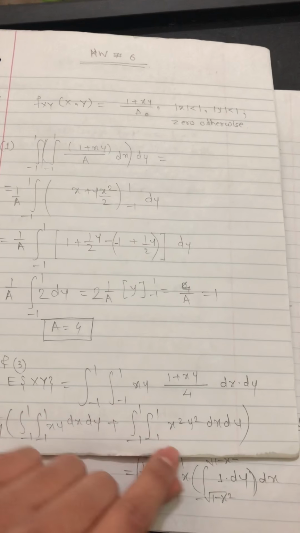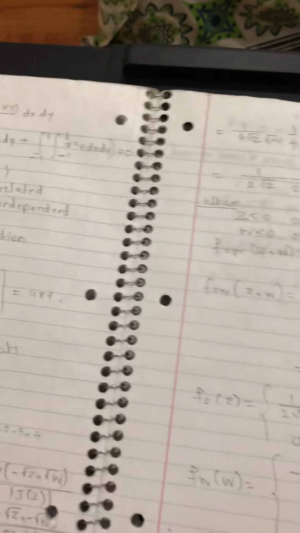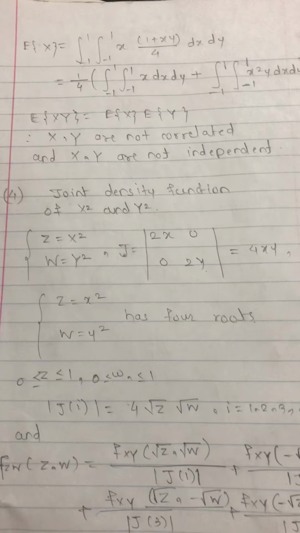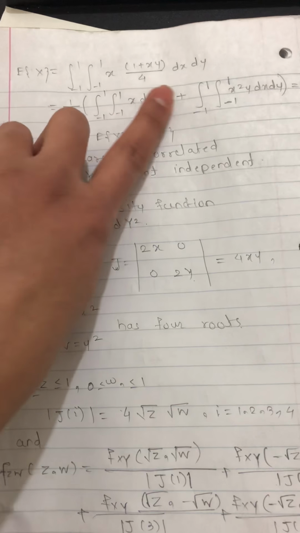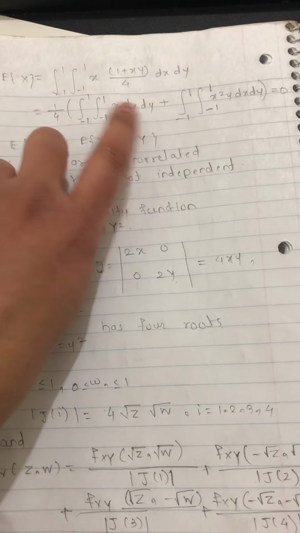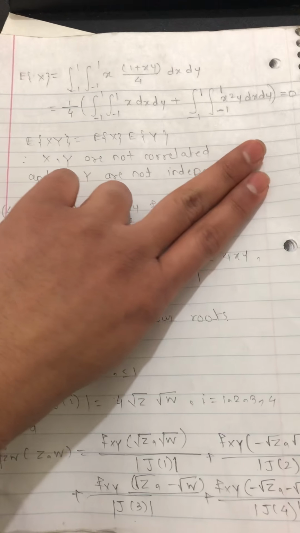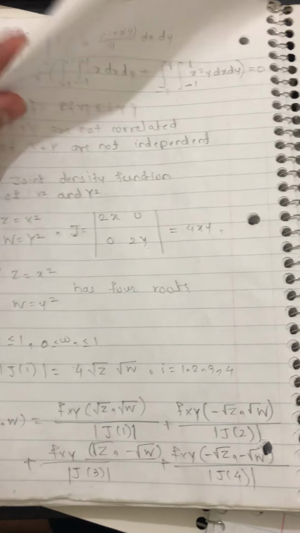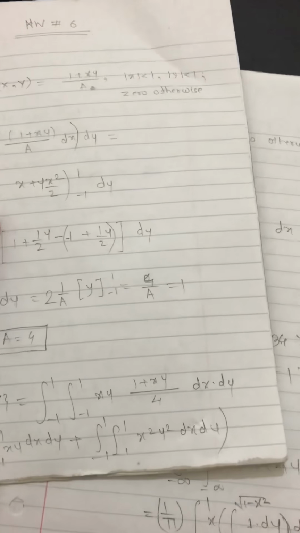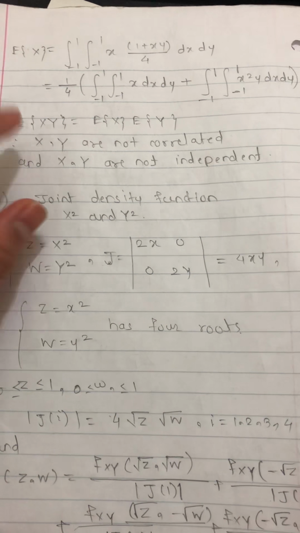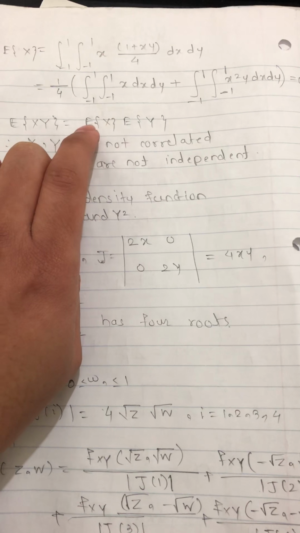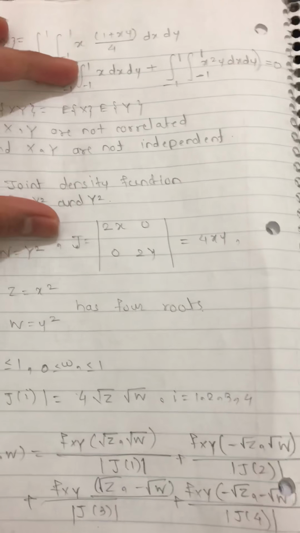Now integrating this, solving it further, we get E[X] is equal to 0, E[Y] is equal to 0, and E[XY] is equal to 0. So the mean of XY is equal to the mean of X into the mean of Y.